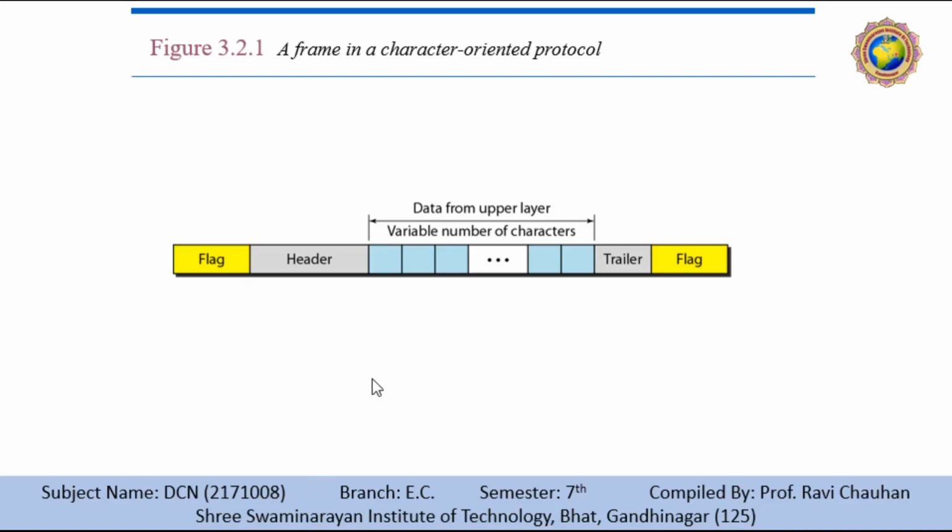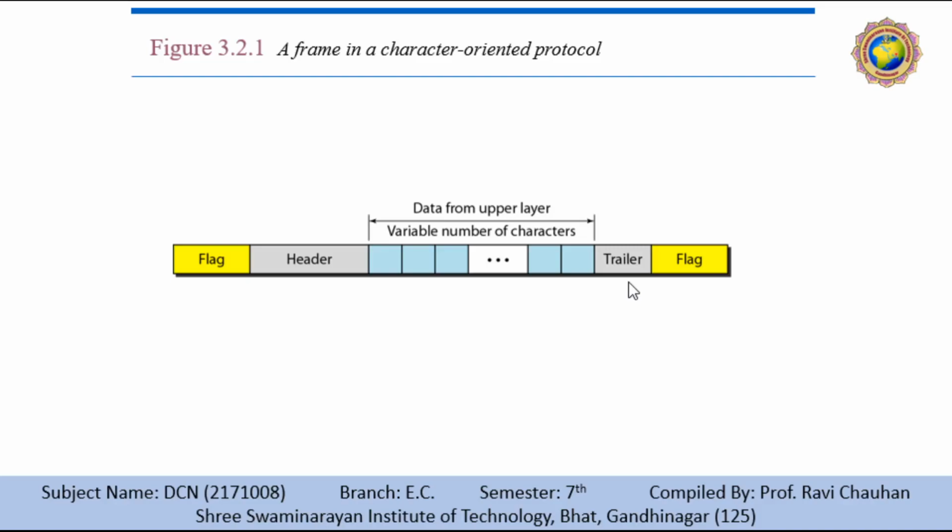In the character oriented protocol, data to be carried are 8-bit characters from a coding system such as ASCII. The header normally carries the source and destination addresses and other control information. The trailer carries error detection or error correction redundant bits, which are also multiples of 8 bits.